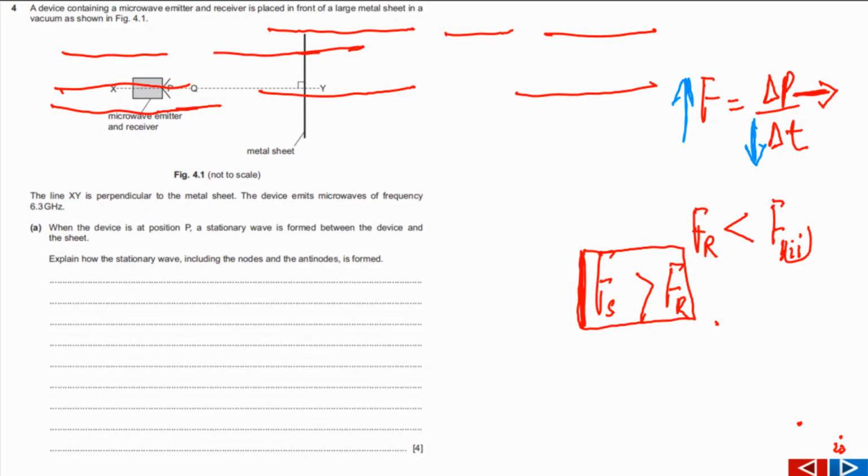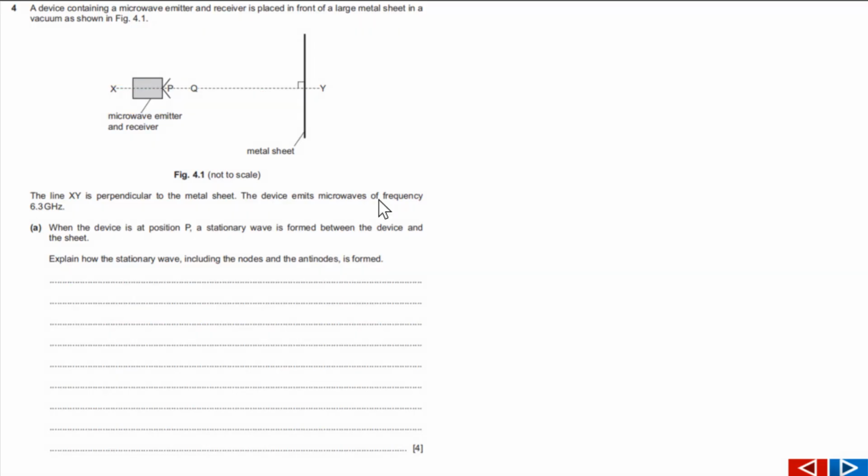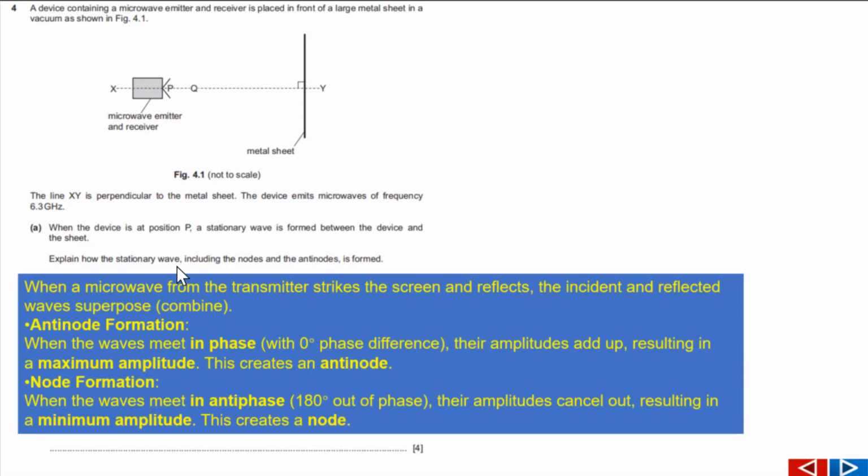So next question is about waves. This is a typical question about formation of stationary waves. You have to be clear how stationary waves are formed. Explain how the stationary wave is formed, including how nodes and antinodes are formed. I have written these points. When the phase difference is 0, amplitude will be maximum, so this has to be an antinode.